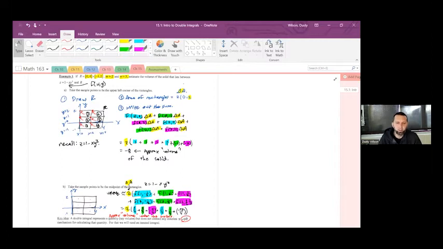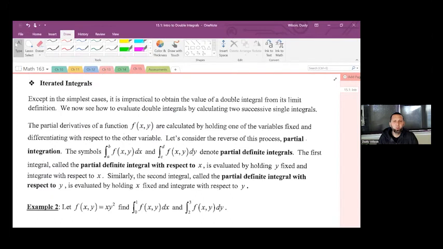So key idea here: a double integral represents a quantity, say a volume, but it does not contain any inherent mechanism for calculating the quantity. For that, we need an iterated integral. Iterated integrals. Except in the simplest cases, it is impractical to obtain the value of a double integral from its limit definition. We now see how to evaluate double integrals by calculating two successive single integrals.